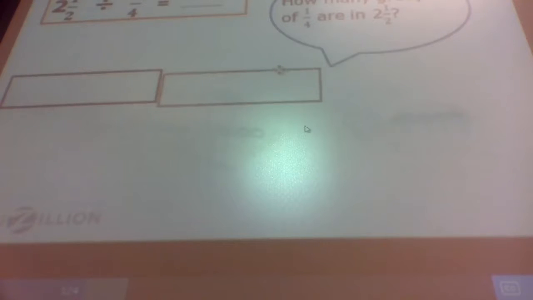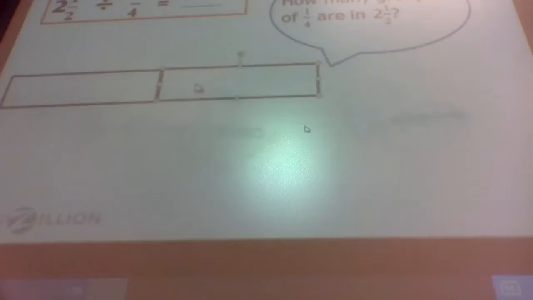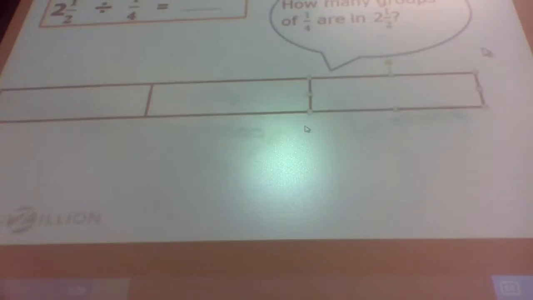I'm going to use rectangles to represent our whole units. Here I have 3 whole rectangles, but since I only have 2.5 pounds of hamburger meat, I'm going to divide my last whole unit in half. There's one whole, there's another one whole. Let's just shade that amount so we know what the 2.5 looks like.